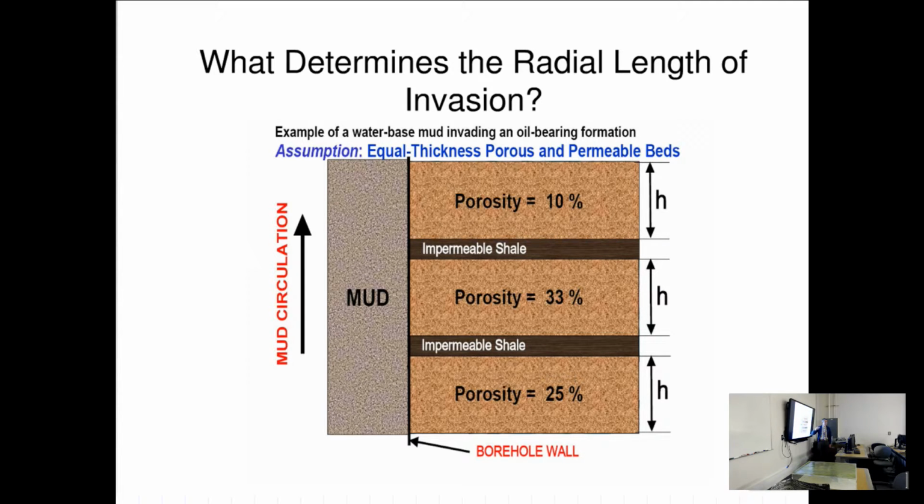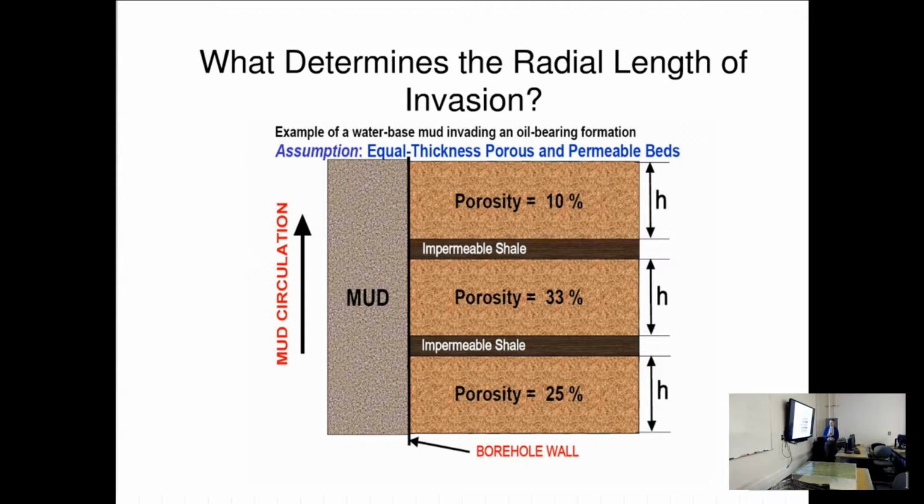Are we also to assume that the pressure is the same throughout the mud? Yeah, everything's the same. So where's your invasion going to be higher? In high porosity rocks or low porosity? Assuming that they're permeable and the same thickness. So it's kind of a setup question. So high porosity, you're going to have high invasion.